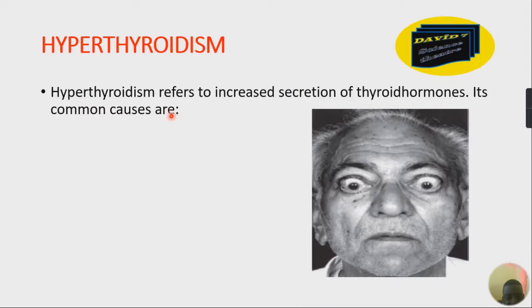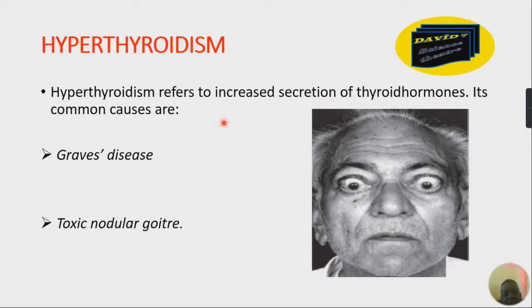You can see exophthalmos, that's how we call it. Hyperthyroidism refers to increased secretion of thyroid hormones. Its common causes are two: one is Graves' disease, and the other one is toxic nodular goiter. Alright, so let's start by talking about Graves' disease.